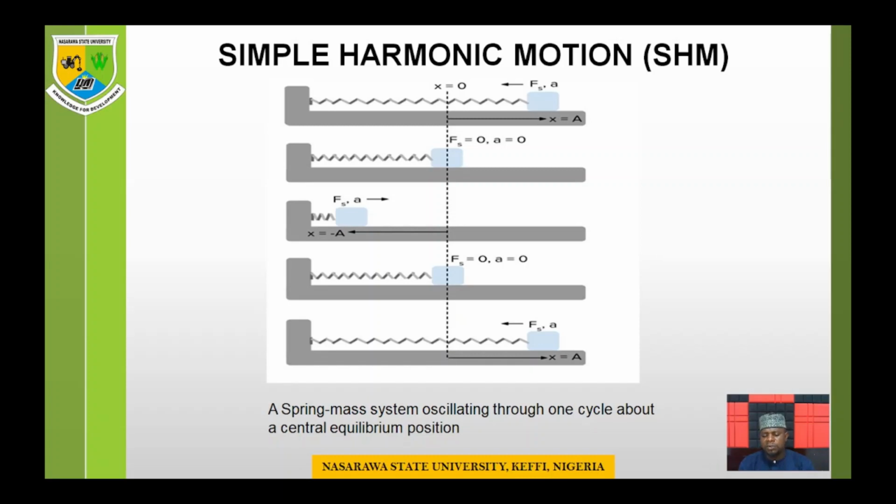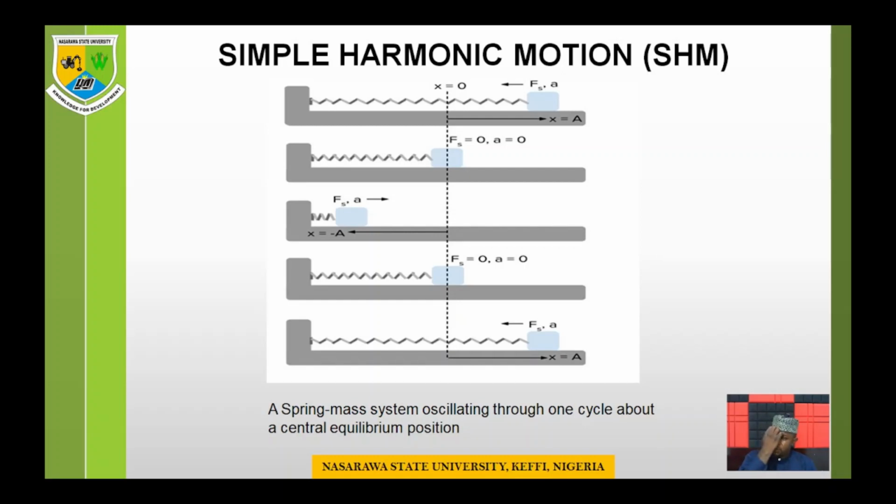So when this kind of motion is taking place, of course, when you release it, it will not just go there and stop like that. It will continue to go and come like that, to and fro, until it gets stopped at the equilibrium position. So that process of going and coming, to and fro, is what we refer to as the simple harmonic motion.